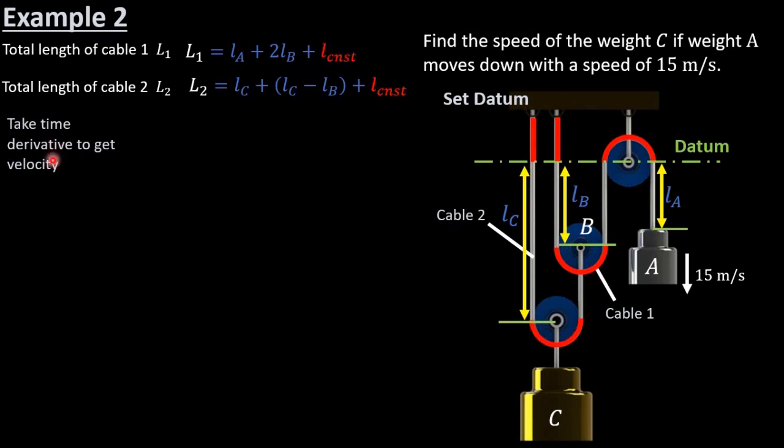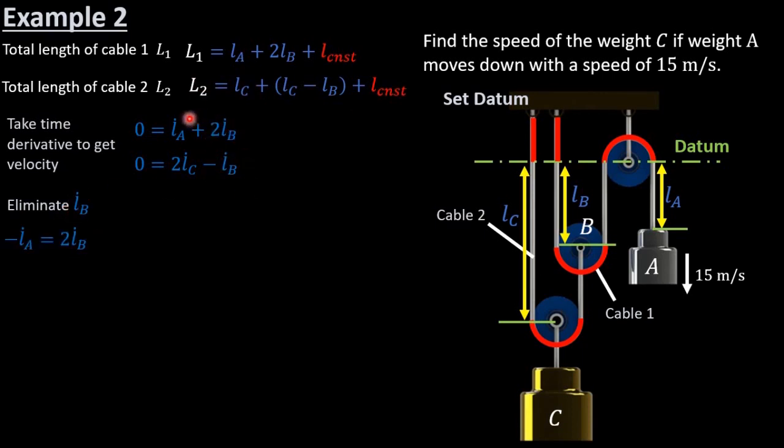Take our time derivative to get velocity. I'm going to take the time derivative for each cable equation. Remember, the derivative of L sub 1 will be 0. The derivative of L sub A will give us L sub A dot, our time derivative. Same thing for L sub B, not forgetting the 2. The constant terms are 0. Notice that we have 2 L sub C's here, L sub C plus L sub C, so that's how we get the 2 there. Next I want to eliminate L sub B dot from both equations.